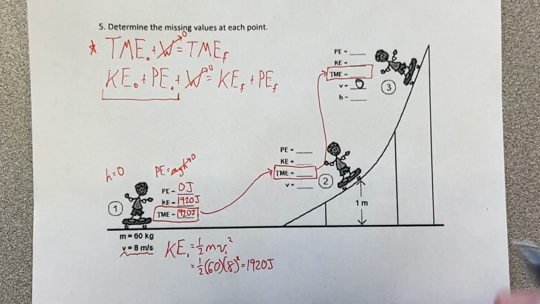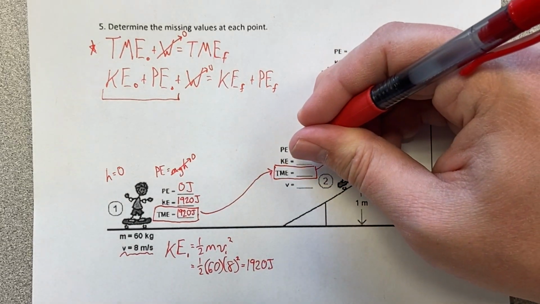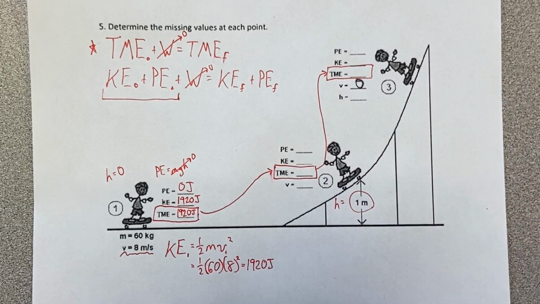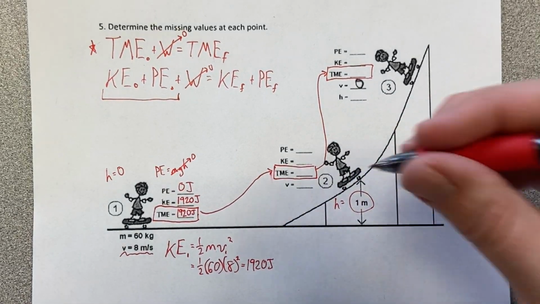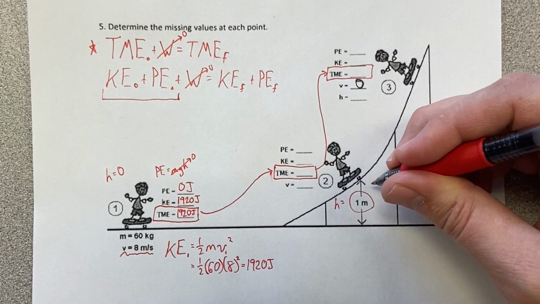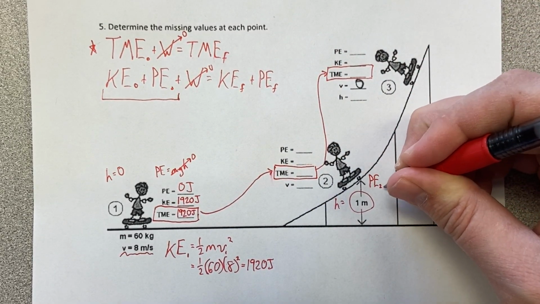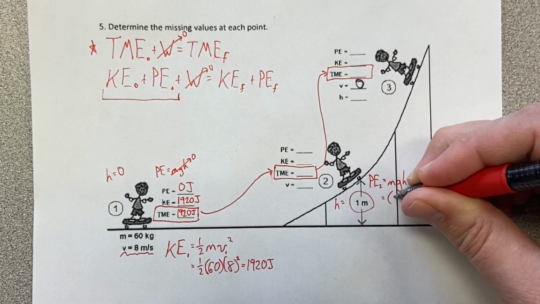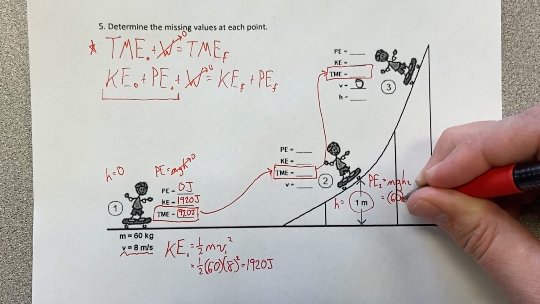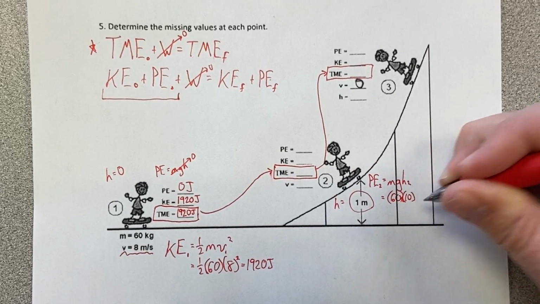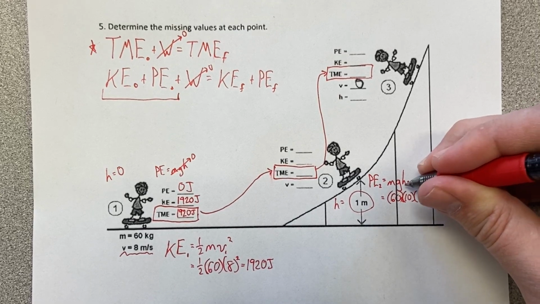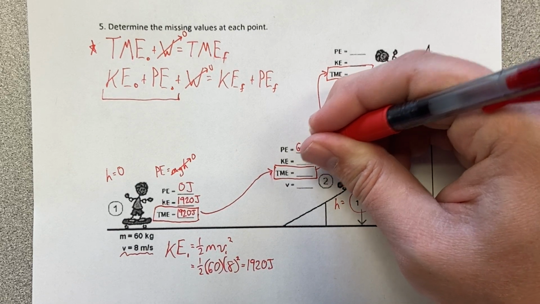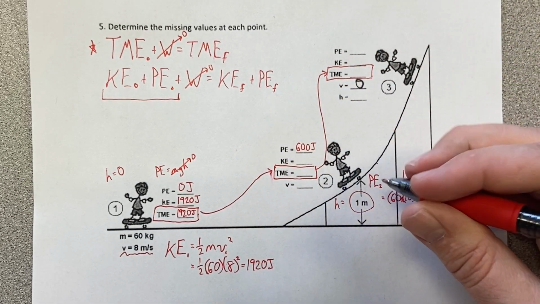What about at point 2? Do we have potential energy? Well, we have a height. And if you have height, you have potential energy. Can we calculate it? Were we given a number? Yeah, we were. So we can figure out that the potential energy at point 2 is going to be 60, the mass, times g, which we're saying is 10, times the height of 1 meter. 60 times 10 times 1, my potential energy is 600 joules.